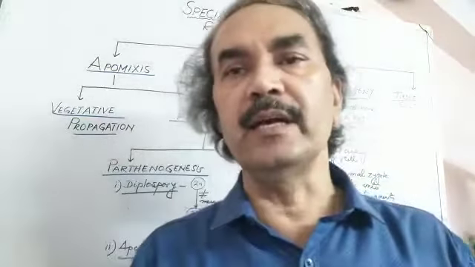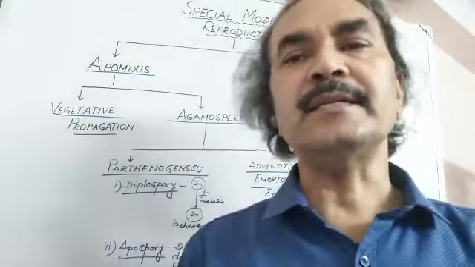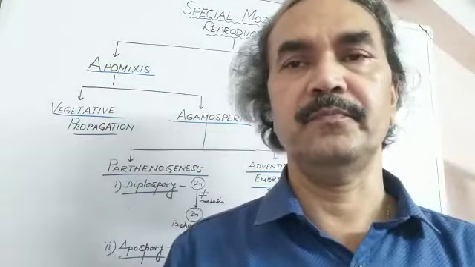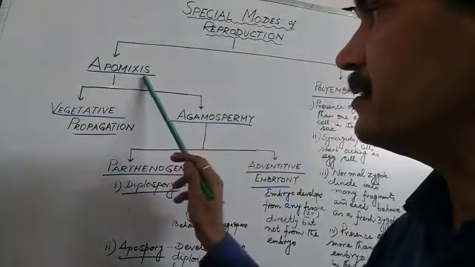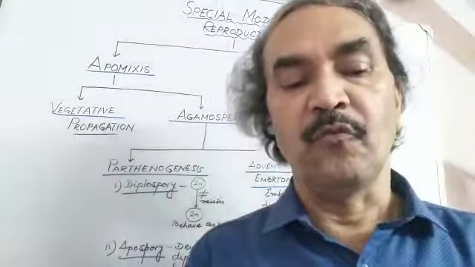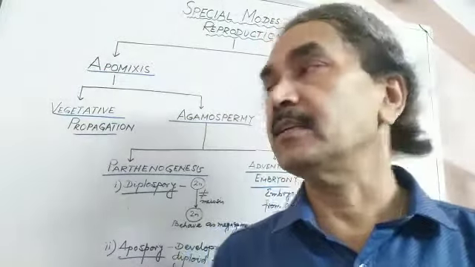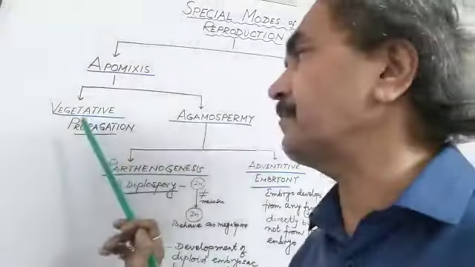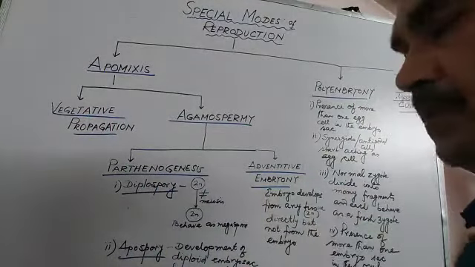You have already learned sexual reproduction in angiosperm. Let's see the special modes of reproduction in angiosperm. It may be apomixis. Apomixis is a condition where new plants are formed without fertilization. That is, formation of new plants without fertilization. It may be vegetative propagation or agamospermy.